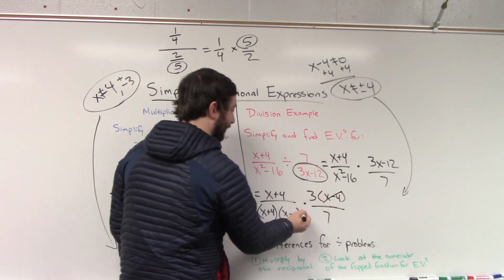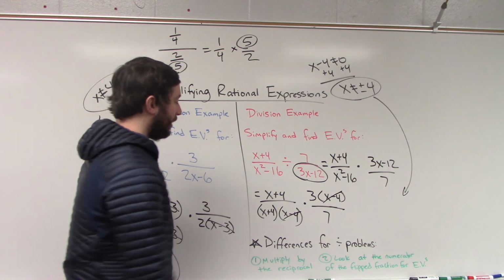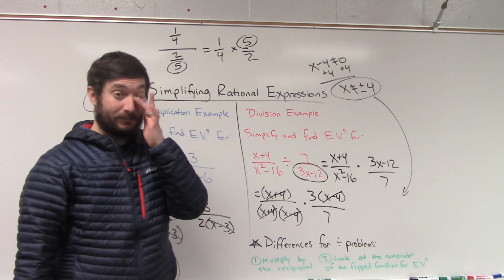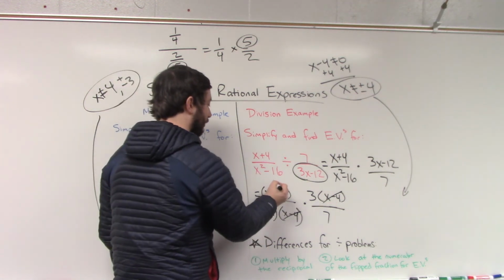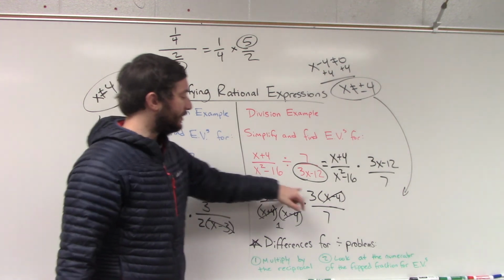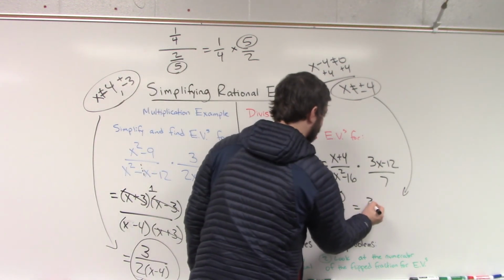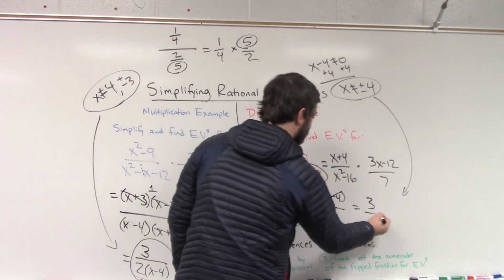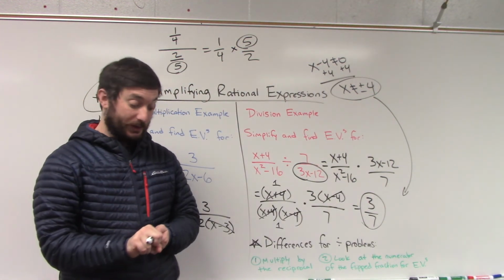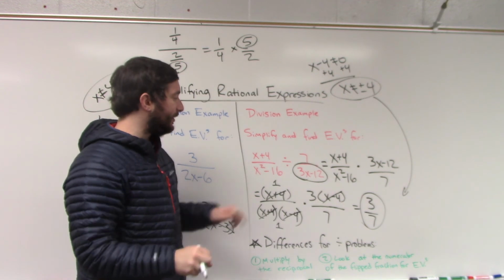X minus 4 can cancel on the top and the bottom. X plus 4 can cancel on the top and the bottom. Those look similar. We're left with some 1 times 3, which is just 3. 1 times 7, which is 7. 3 over 7, or 3/7, is our simplified answer to this problem.